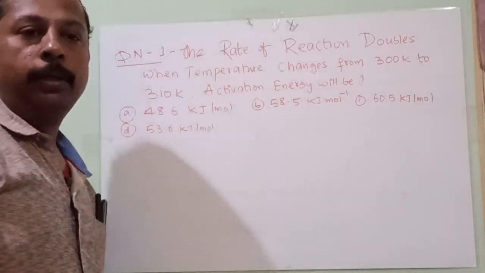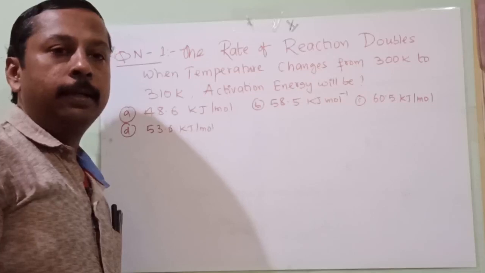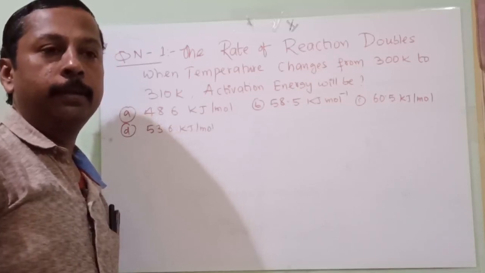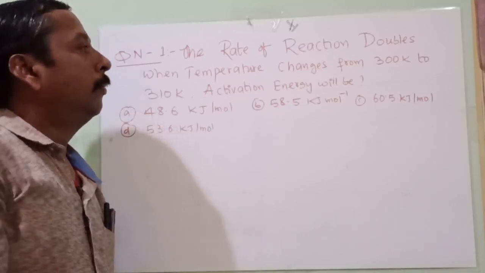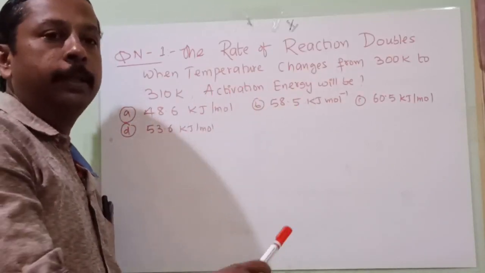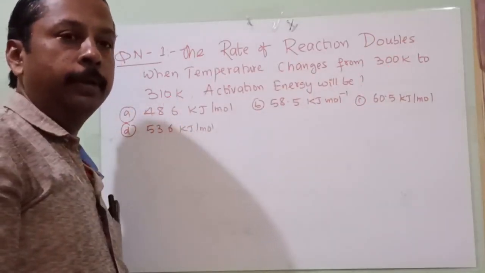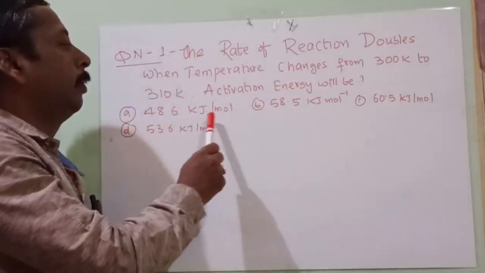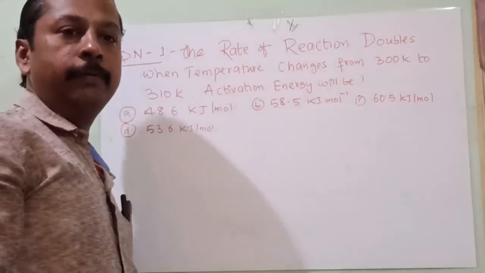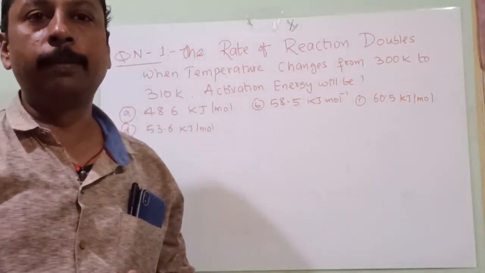Here the rate of reaction is getting doubled, and we have to find out the activation energy, for the temperature change from 300 to 310 Kelvin. The options are also given. First give it a try. If you are not able to do it, then I will explain.